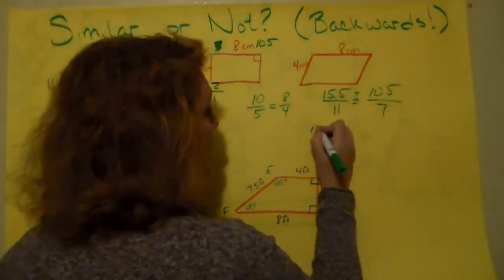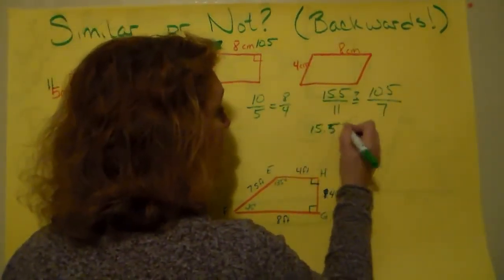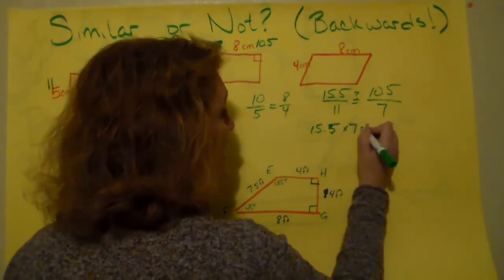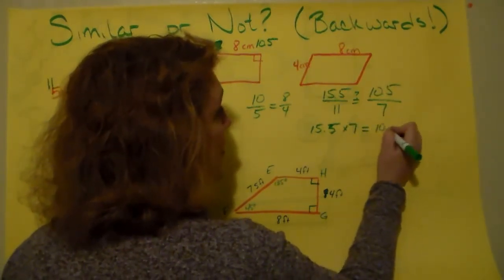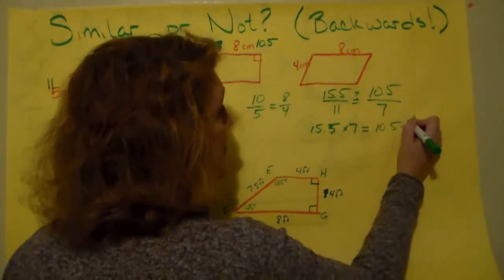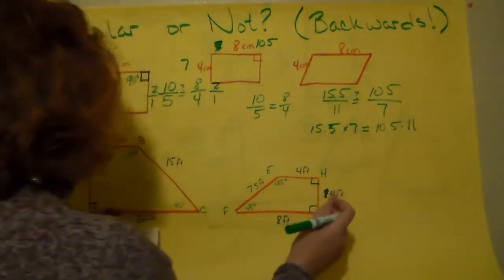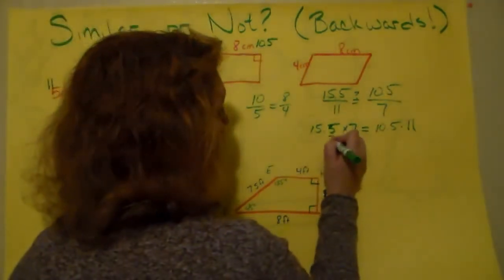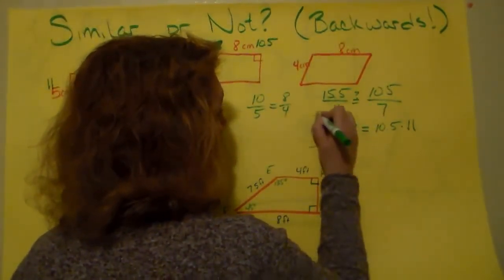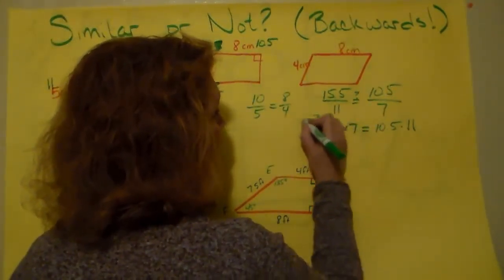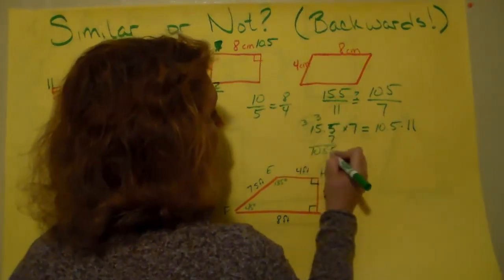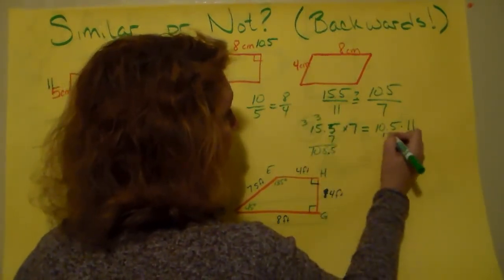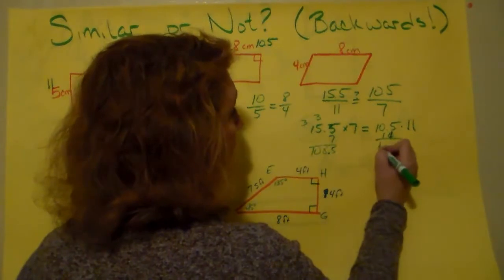Well, now I have to do 15.5 times 7 equals 10.5 times 11. And now I've actually got to do that math. And 15.5 times 7, and 10.5 times 11.